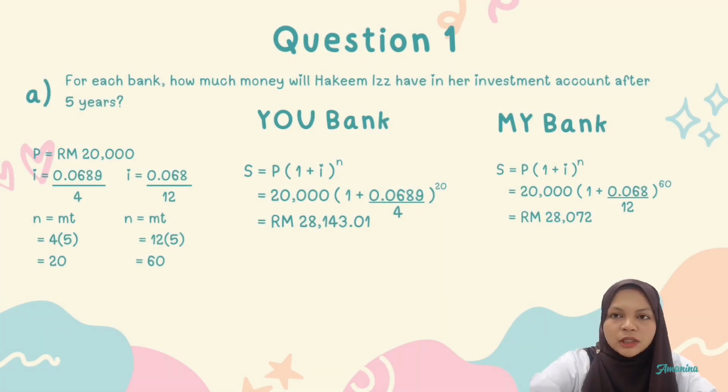So for question A, for each bank, how much money will Hakim have in the investment account after 5 years? I am going to use the formula S = P(1 + i)^n to find the value of YOU Bank and MY Bank after 5 years. For YOU Bank, we will get P = 20,000, i = 0.0689/4, and using the formula n = mt, we get n = 4 × 5 = 20. Then insert the values into the formula, and we will get 28,143 ringgit 1 cent. Then using the same formula, P = 20,000, i = 0.068/12, and n = 60. Insert the values and we will get 28,370 ringgit.